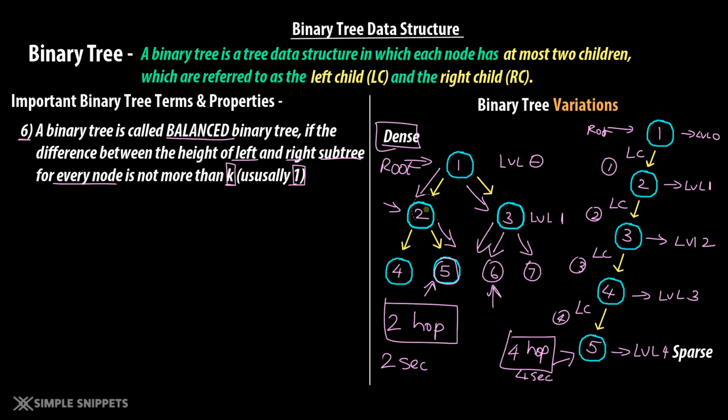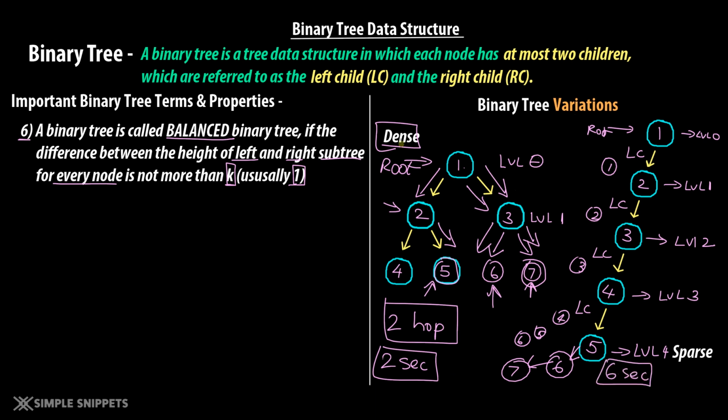If I just add 2 more nodes over here, so 5 goes to 6 and 6 goes to 7, so 2 more levels are added. If I wanted to access node 7 in the dense tree, I'm again gonna require only 2 hops, from 1 to 3 and 3 to 7. Again 2 hops, 2 seconds if it takes 1 second for 1 hop. But to access node 7 in a sparse tree, I'm gonna require 4 plus 5 plus 6, that is 6 hops, that is 6 seconds. So 2 seconds on the dense side, but 6 seconds on the sparse side.